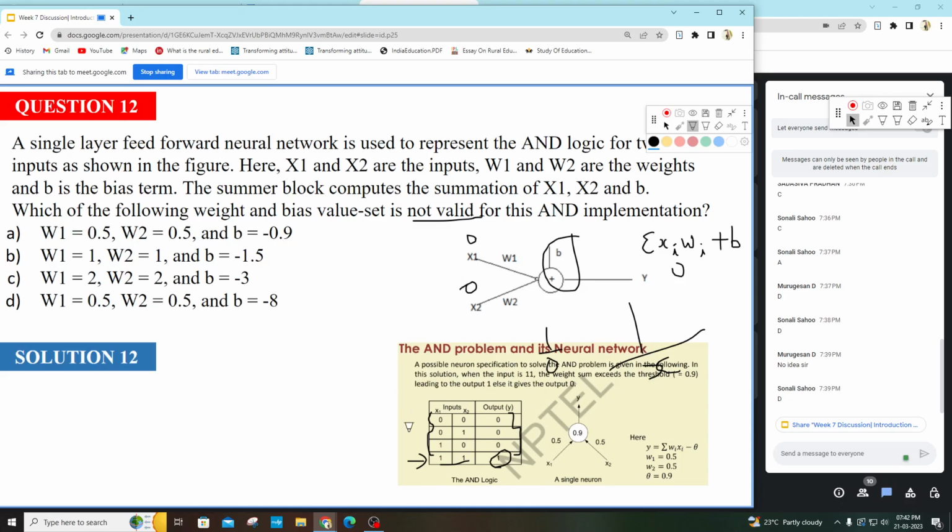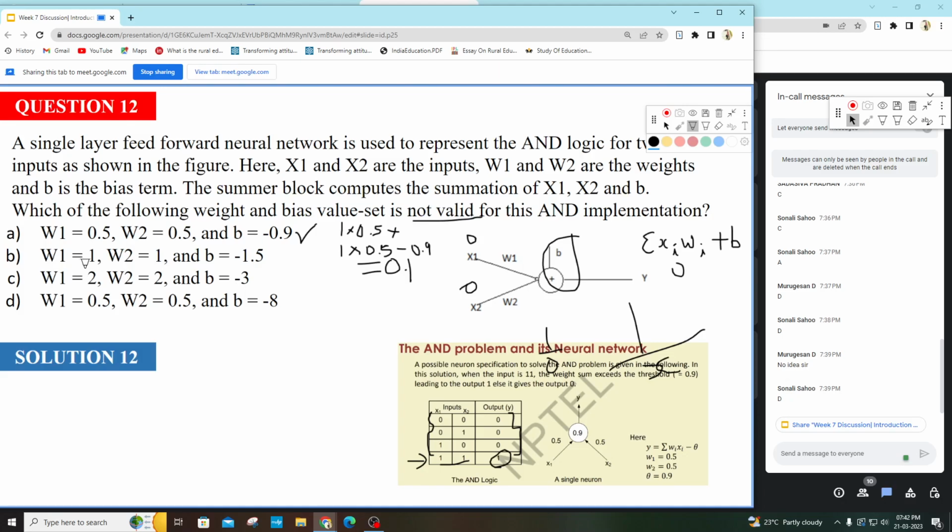First, w1 is 0.5, so 1 into 0.5 is 0.5, plus 1 into 0.5 is 0.5, plus bias minus 0.9. That is coming 0.1. So this is true, because some value is coming and not 0 is coming. So option A is correct, and we have to find out the wrong statement, right?